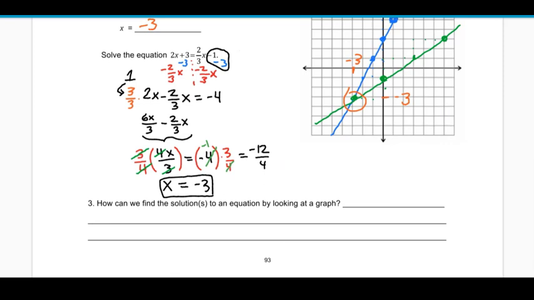And so how can we find solutions to an equation by looking at the graph? Well, we talked about it. It's where the graphs intersect. If we make our equation into two separate functions, the left side of the equation is one function and the right side of the equation is a second function. So in the next video, we'll continue this idea but using absolute value equations.